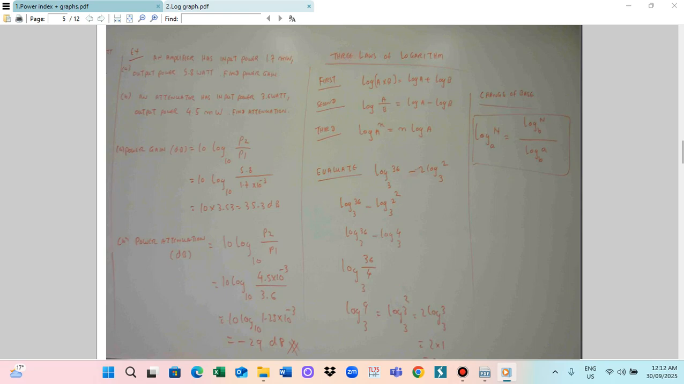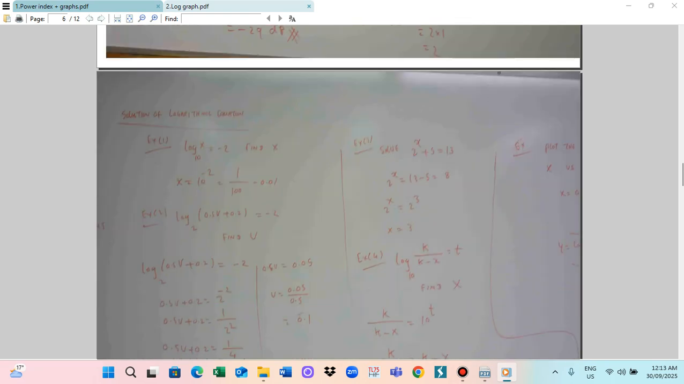Okay, another one: we use the laws of the logarithm. If you find the log A multiplied B, you can write the log A plus log B. And also the log A divided by B is equal to log A minus log B. Log A power n is equal to n log A. So those are the laws of the logarithm. Okay, we calculate using the laws of the logarithm. Evaluate.